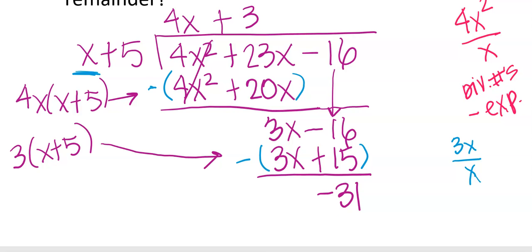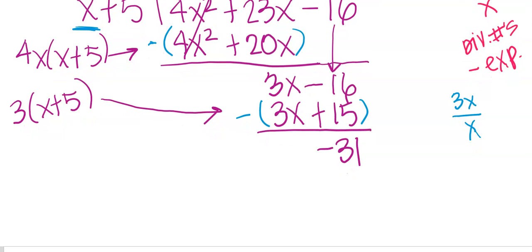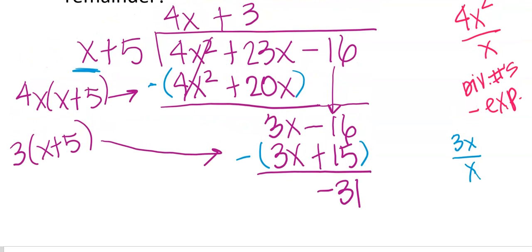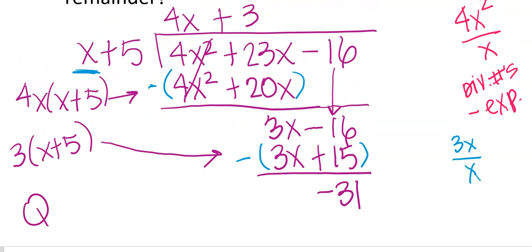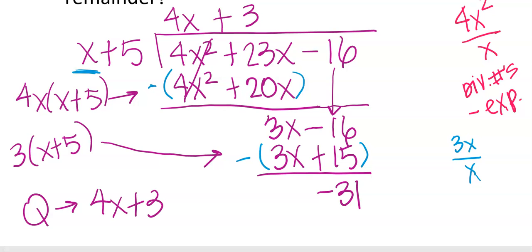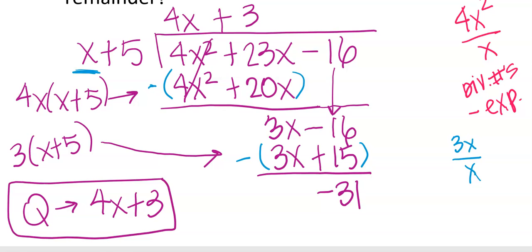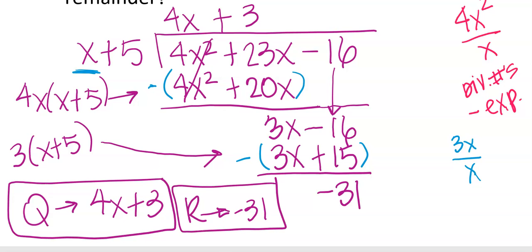So now the question again was, what's the quotient? What's the remainder? So my quotient is 4x plus 3. My remainder is negative 31. You don't really have to put it together at this point because they're asking you kind of a separate question.